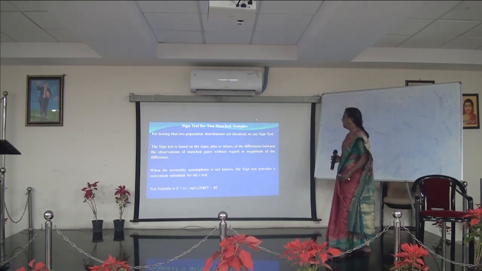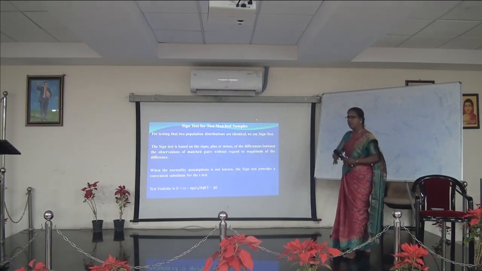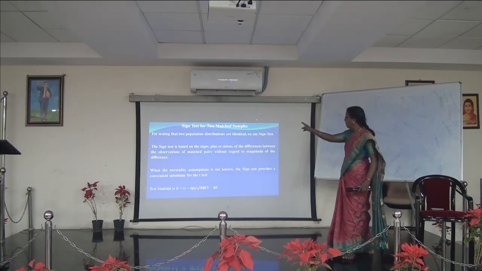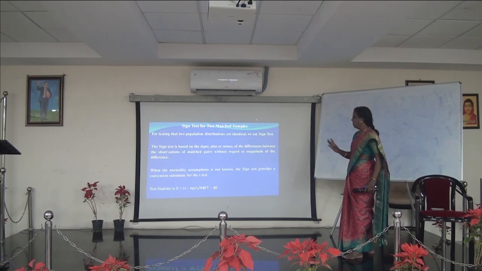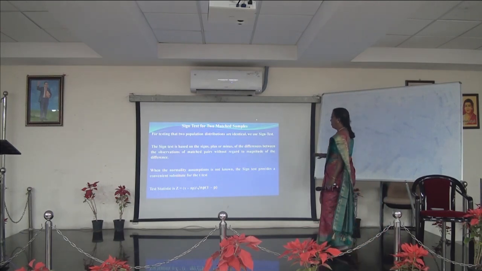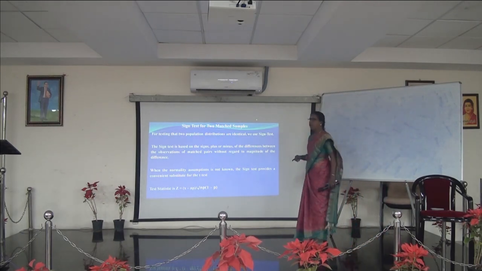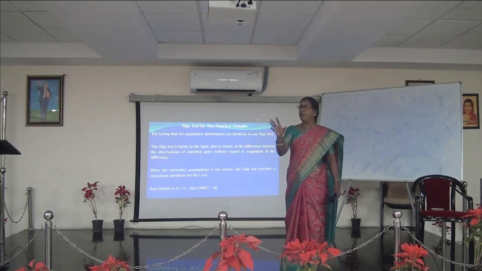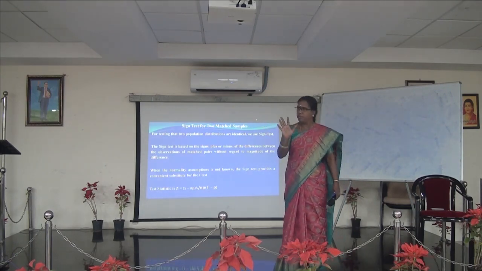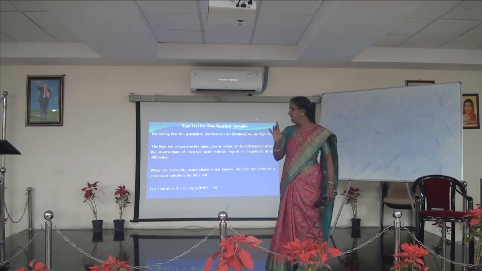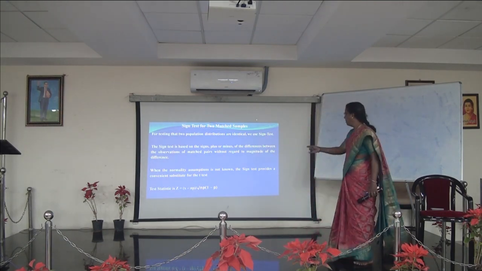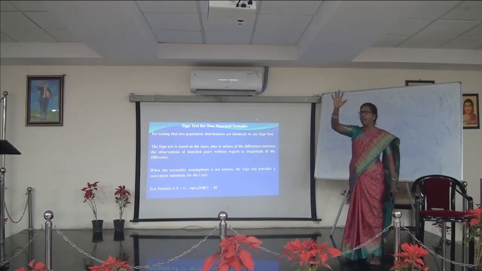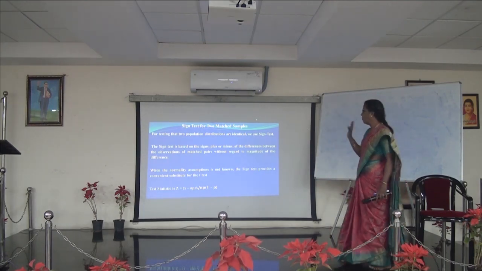The sign test is based on the signs. The main focus is signs, plus or minus. That's the name itself, sign test. Plus or minus of the difference between the observations of matched pairs, without regard to the magnitude. How much they differ is not a concern; whether the difference is positive or negative is the only concern. And when the normality assumption is not known, as I told earlier, this is a non-parametric test, so I can take the help of the sign test.